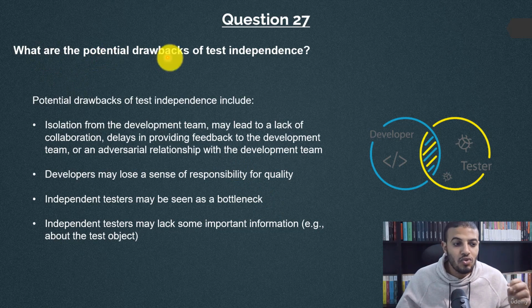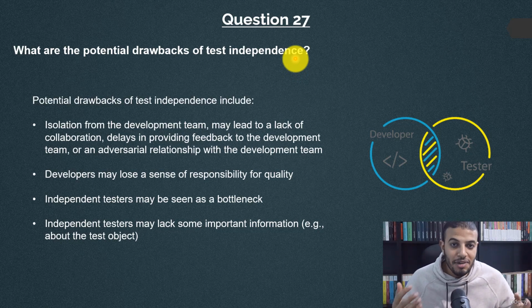No. Also, we have some drawbacks of test independence, and that's what leads us to the next question, which says, what are the potential drawbacks of test independence? Okay, and if you are in an interview and the interviewer asks you what are the benefits of test independence, tell him the benefits and the drawbacks. On the other hand, if he asks you about the drawbacks of test independence, also tell him the benefits and drawbacks. He might also say, for example, what do you think about test independence? In this case, you also say, okay, those are the benefits and those are the drawbacks, and depending on the size of my organization and the scope of my project, I will choose to have independent testers or not.